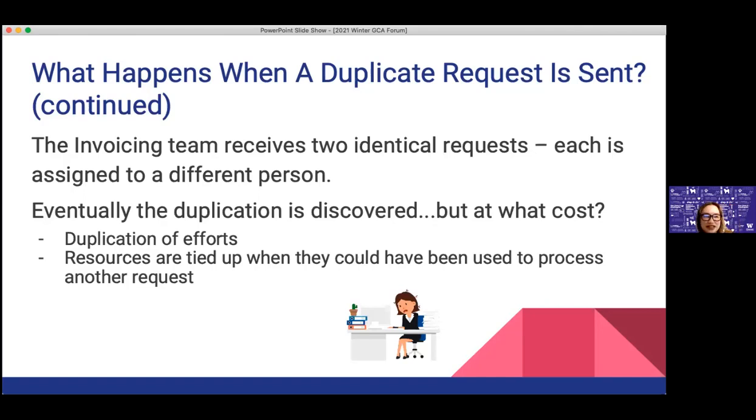Eventually, though, it does get discovered. But by that time, you've already got duplication of efforts by both the grant analyst team and the invoicing team, and resources have been tied up when they could have been used to process some other requests.